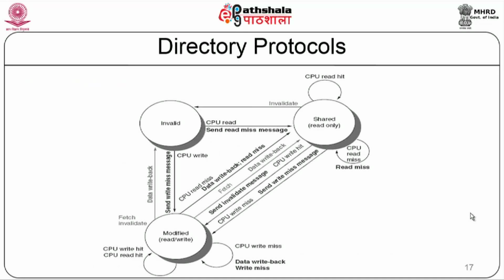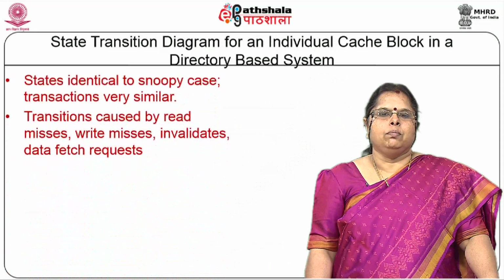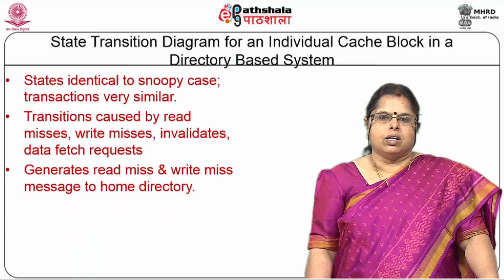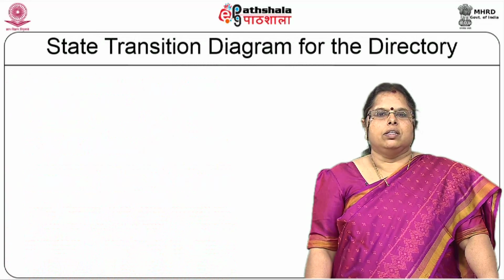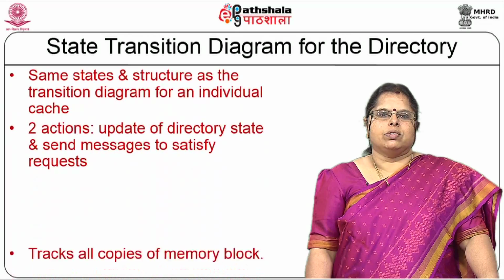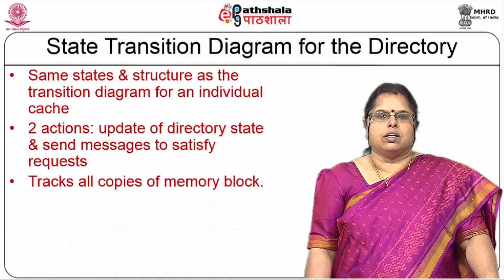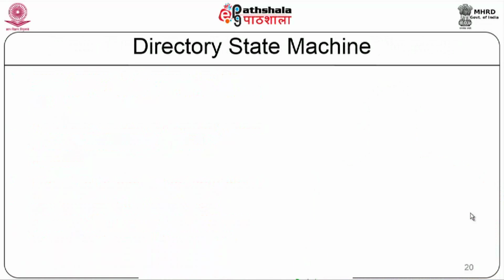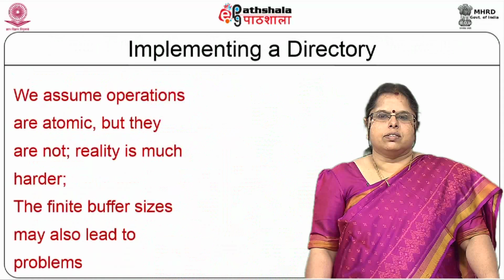So, all this information is again represented in the form of a state diagram. You have three different states for the cache, an invalid state, shared state and a modified state, and depending on the request coming in from the processor, you have various activities taking place and state changes happening for your cache blocks also. So, this is a state transition diagram. It is basically similar to the snoop based protocol that we already discussed. The fundamentals are the same. So, you have the same states and structure as the transition diagram for an individual cache. So, this gives you the directory state machine.